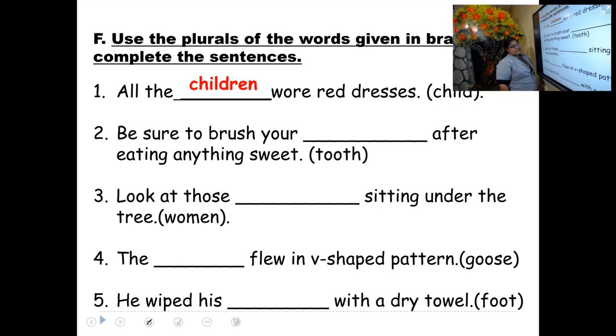So read the question. Second one, be sure to brush your dash after eating anything sweet. What do you have to do? Yes, you want to brush your teeth. This you are hearing all the time, right? So even if you don't know any rule, you can write this. Be sure to brush your teeth after eating anything sweet.